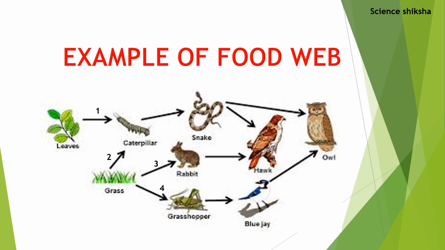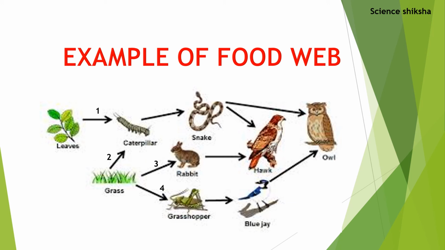In the first food chain, leaves are eaten by caterpillar, and caterpillar is consumed by a snake, and then snake is consumed by an owl. In the second food chain, grass is eaten by a caterpillar. Caterpillar is then eaten by a snake, and then snake is eaten by a hawk.